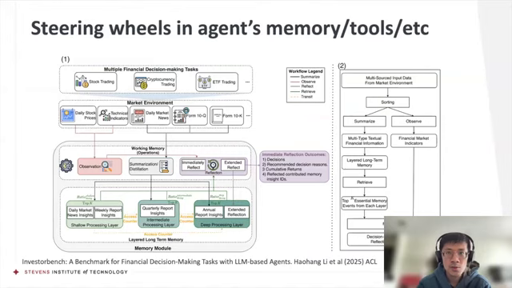Nowadays we can also go outside of the model. The steering wheel could perhaps appear in the agent's memory or tools, or the persona settings. So the steering wheel does not need to appear inside the model's parameters. The model's prompt could also be considered a part of the agent, and there might also be some benefit because the prompts are human readable.